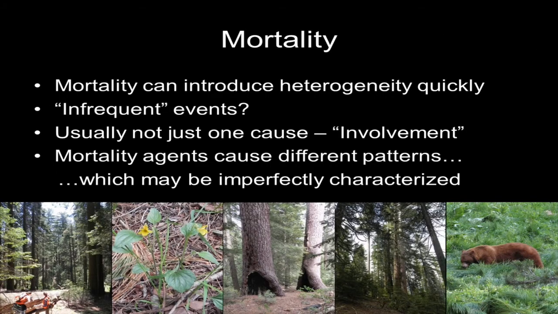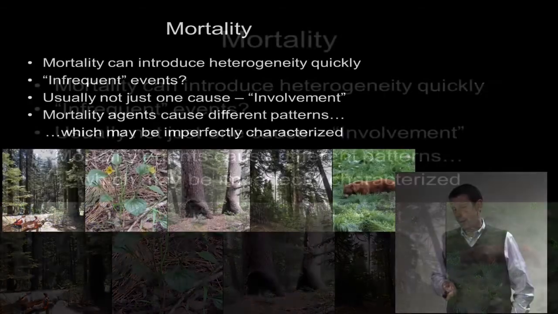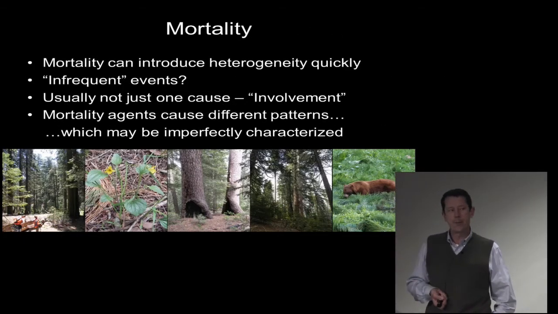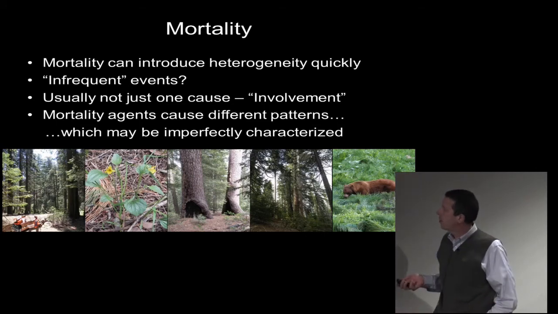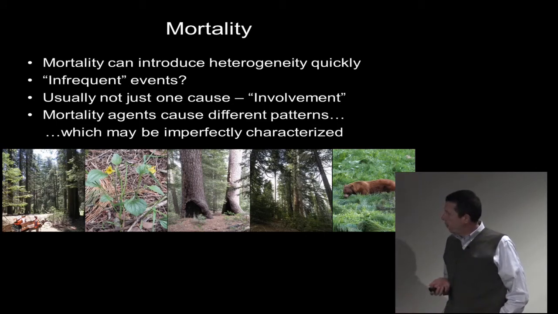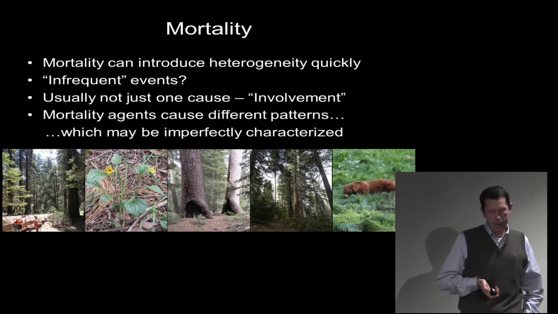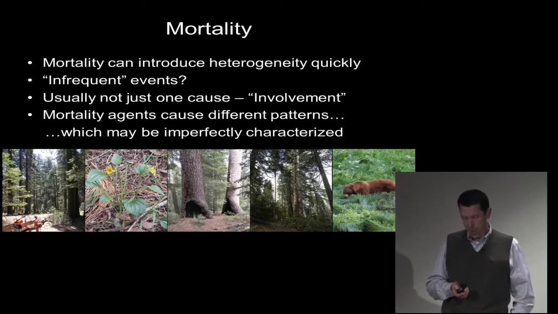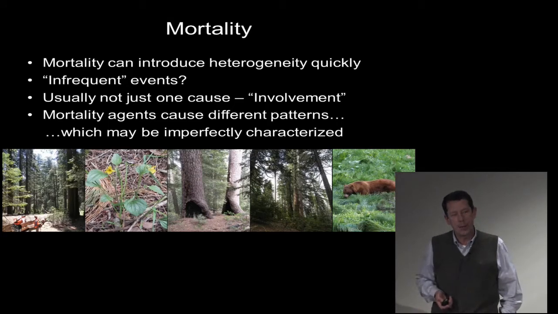Okay, so that's sort of where the trees are. Mortality is what happens to them. So mortality can introduce heterogeneity very quickly, and even an infrequent event for us, decadal, is very frequent for trees that live 300 to 500 years. So a lot of these agents might not be well characterized by small plot studies, and we might be able to get more information from these big plots.